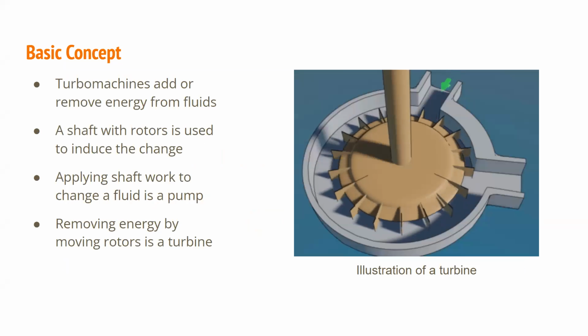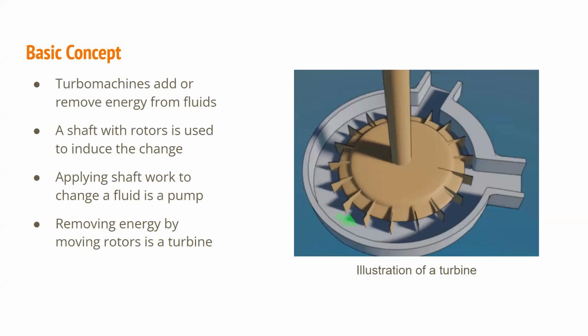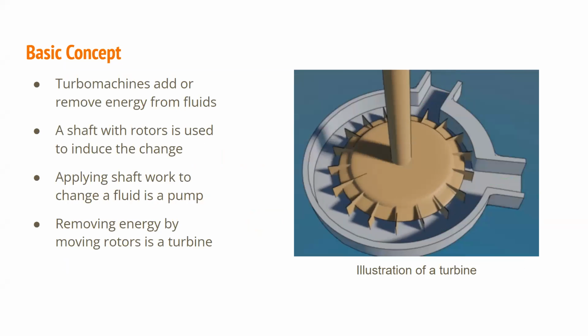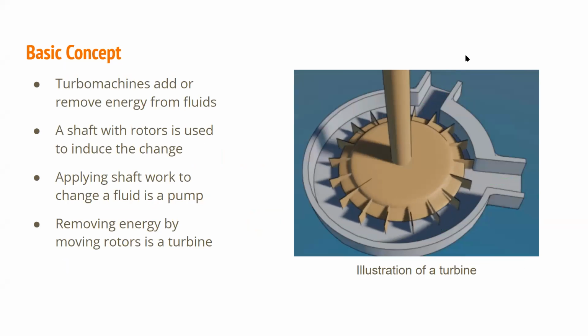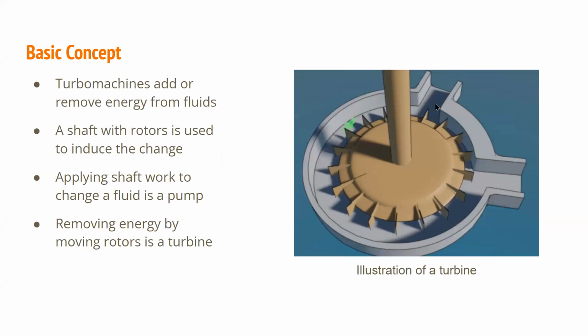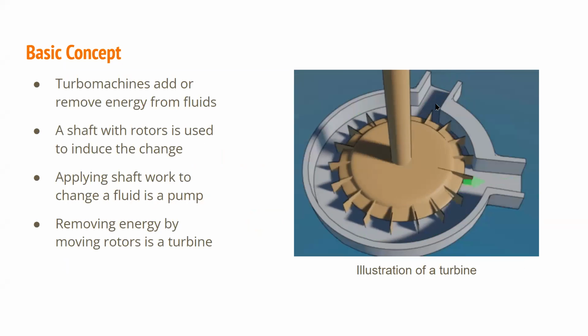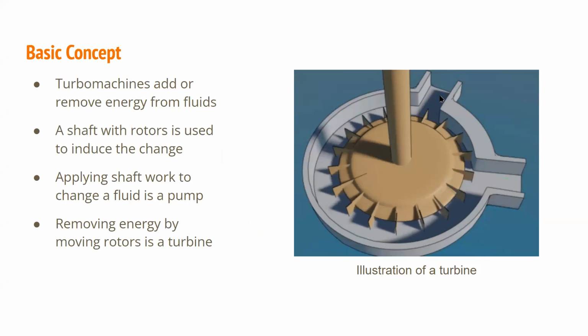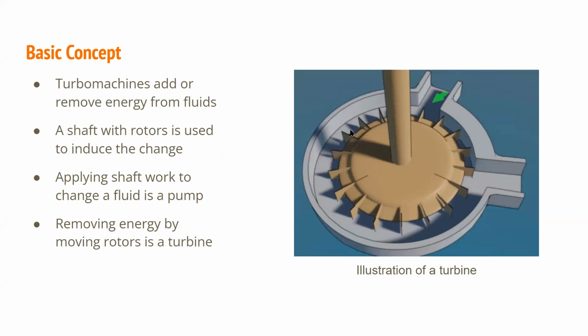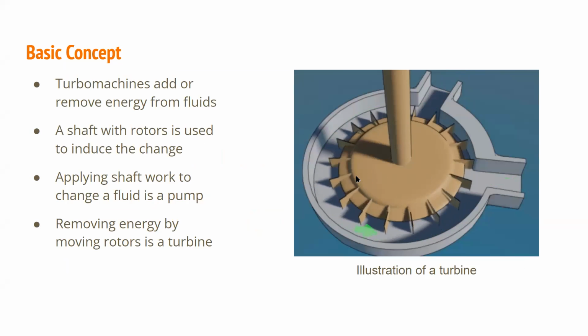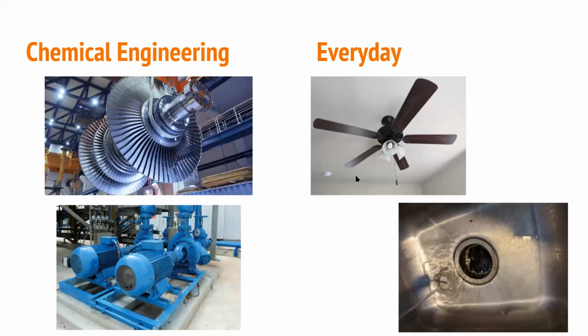The basic concept is that you have a machine that adds or removes energy from fluids. It does this using rotors on a shaft. If it's applying energy to the fluid, it is a pump. If it's removing energy from the fluid, then it is a turbine. The illustration on the right shows the basic idea. A turbine has fluid come in, it moves the shaft, energy is extracted, fluid exits.